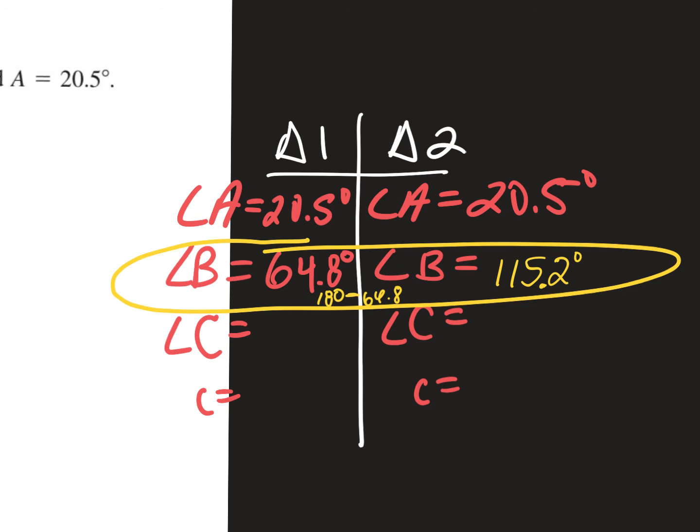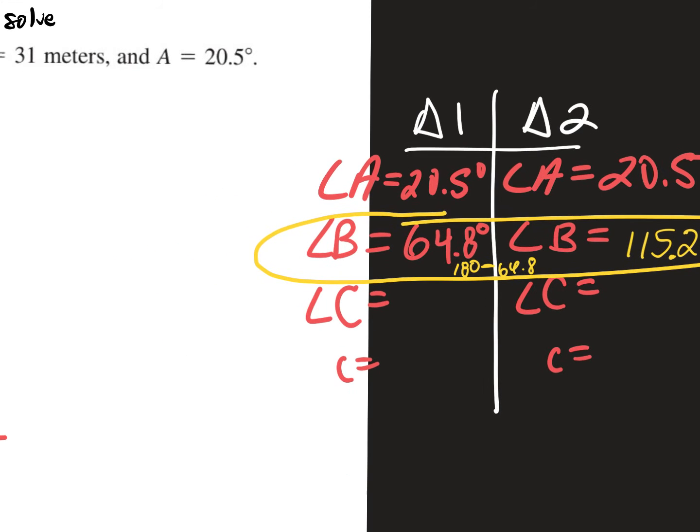So let's finish solving the angles in triangle 1. When I add 20.5 and 64.8, I get 85.3. Agreed? So how do I figure out what angle C is in triangle 1? 180 minus, I added A and B. So 180 minus 85.3, I get 94.7 degrees. Everybody agree? Okay, now let's see if triangle 2 exists.